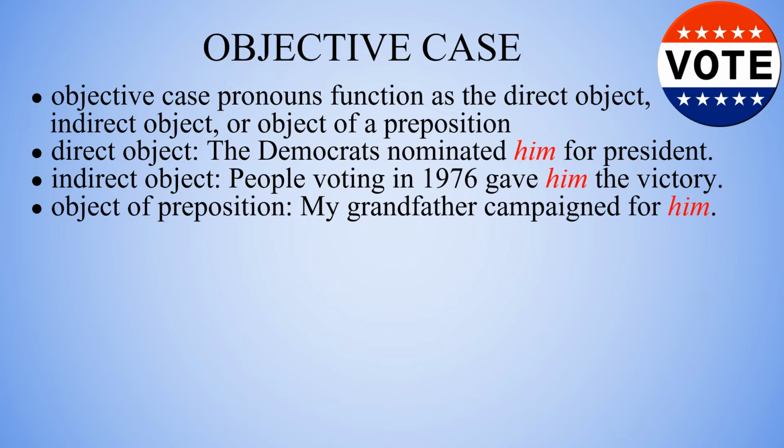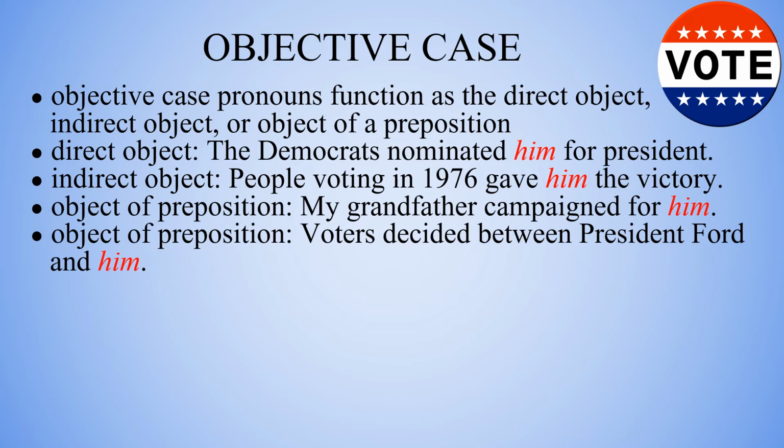In our next example, my grandfather campaigned for him. The objective case pronoun him functions as the object of the preposition for. In the next example, voters decided between President Ford and him. We have again a preposition between, and him is one of the two objects of the preposition between.